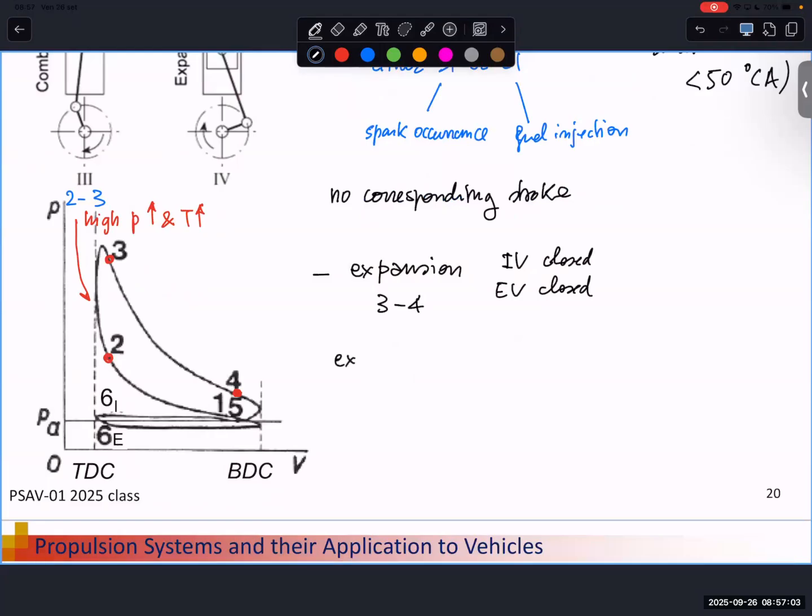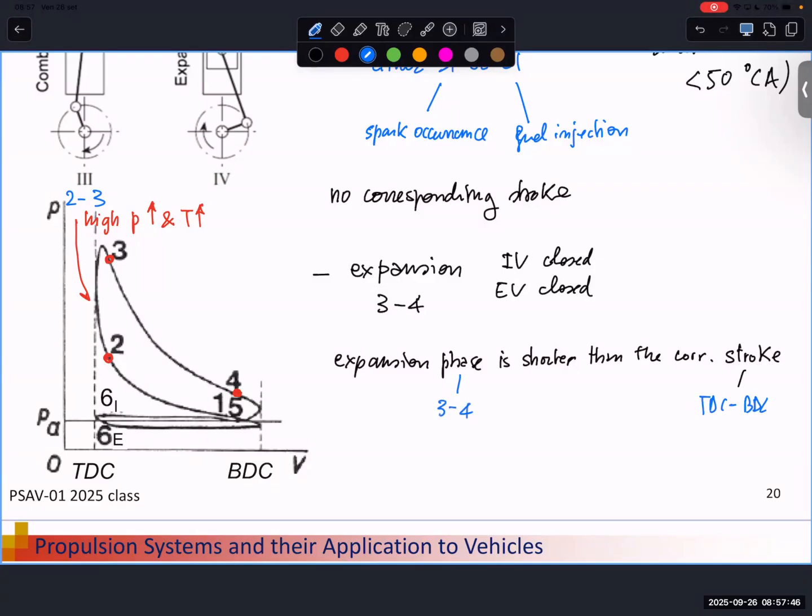So, we can say that the expansion phase is shorter than the corresponding stroke, because you can check that 3 is after top dead center and 4 is before top dead center. The stroke is always from TDC to BDC or vice versa. The phase here is going from 3 to 4.